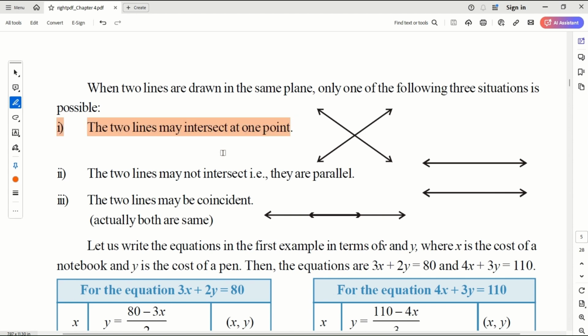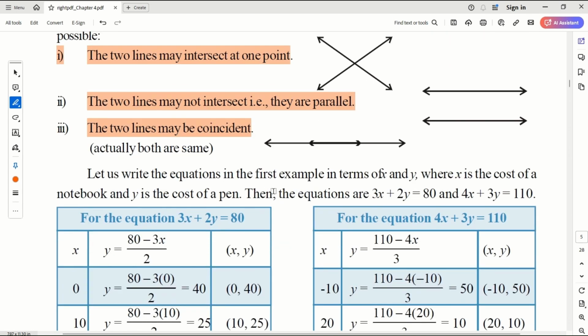The two lines may intersect. This is possible like this. Okay. The two lines can be parallel like this. Okay. Both are parallel lines. The two lines may coincide, meaning actually the same line represented in two different ways basically. Okay. So this is coincident, right? So these are the three ways possible if you draw two lines on a graph paper, right?